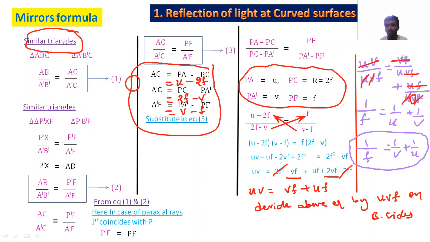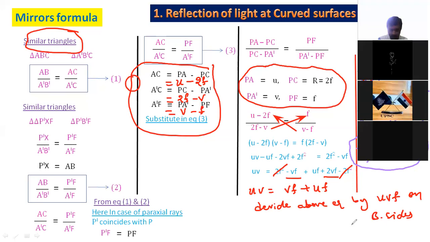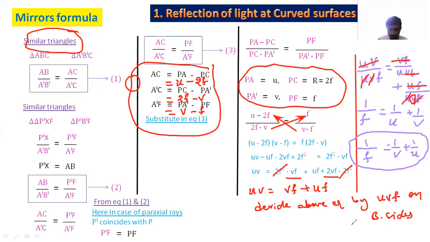Any confusion? Ask me immediately if there is any confusion. Is everyone clear about this derivation? Using a simple concept, that is the similar triangles concept, and replacing unknown values by the known values.